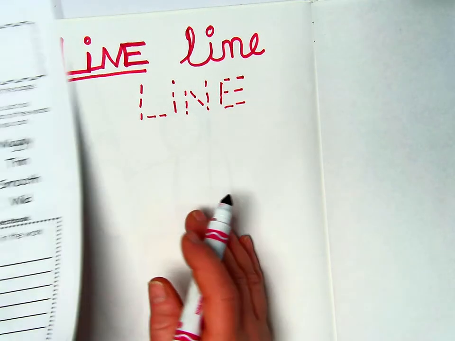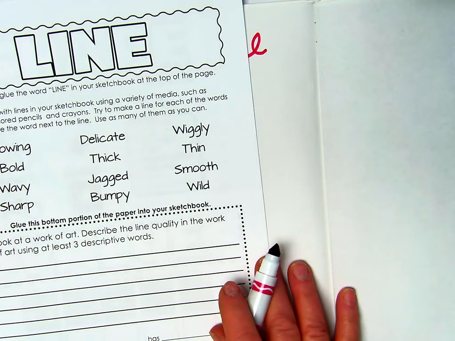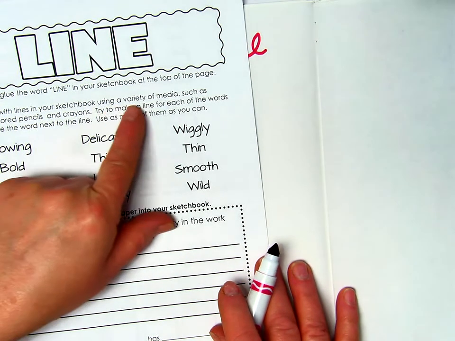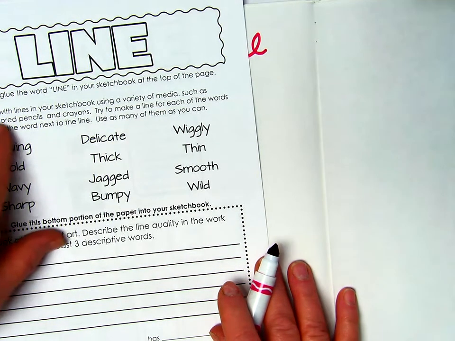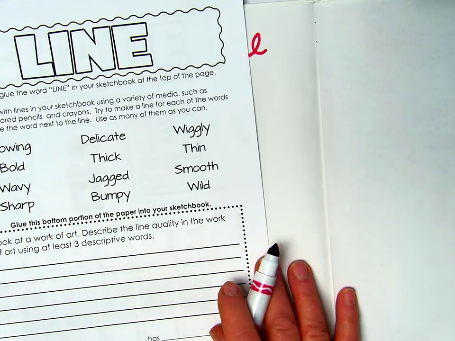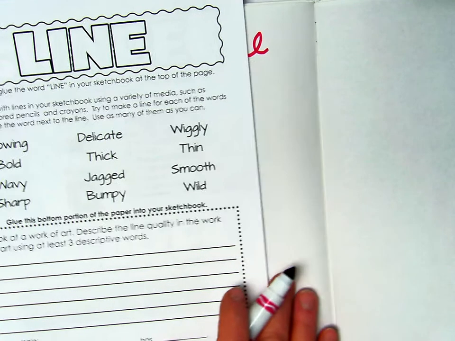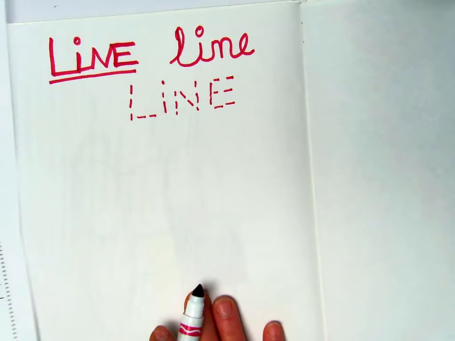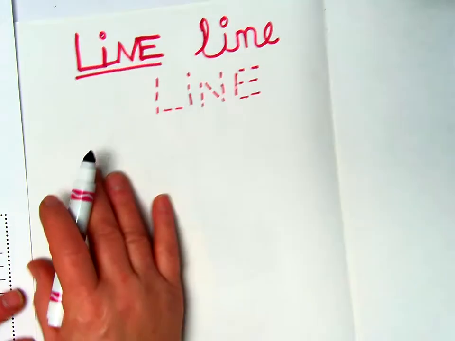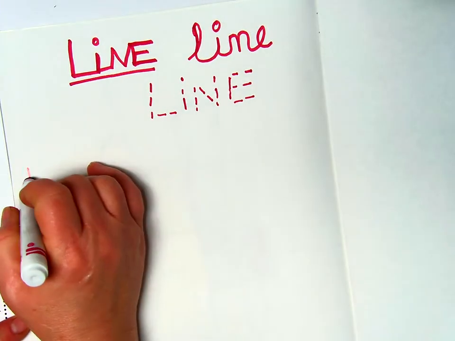Okay, so the next part of this is experiment with lines in your sketchbook using a variety of media, such as markers, colored pencils, and crayons. Try to make a line for each of the words below. Write the word next to the line. Okay, so on the rest of this page, or majority of this page, I'm going to write these words.